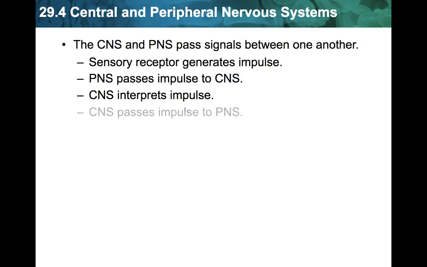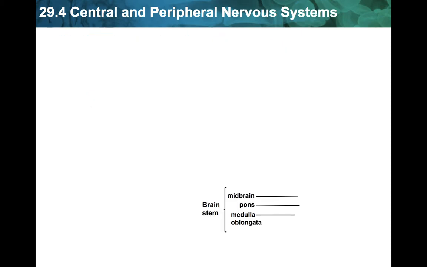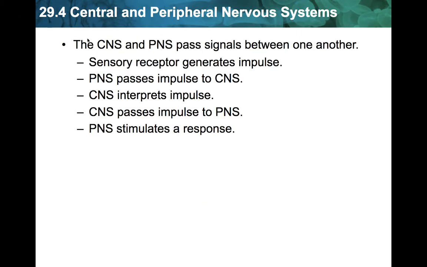Your CNS and PNS work together and pass signals between each other. So the sensory receptor generates an impulse. Your PNS passes the impulse to the CNS. The CNS interprets the impulse. Your CNS passes the impulse back to the PNS, and then the PNS will stimulate a response.